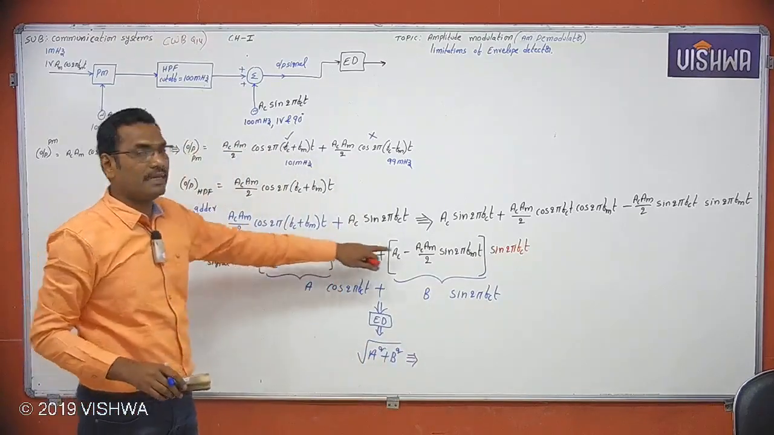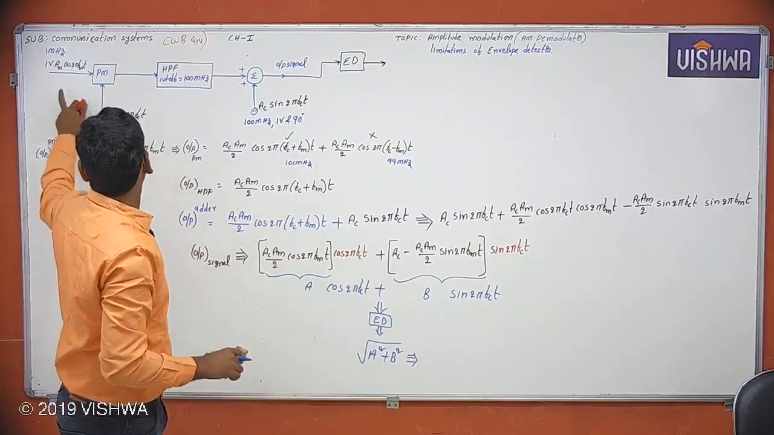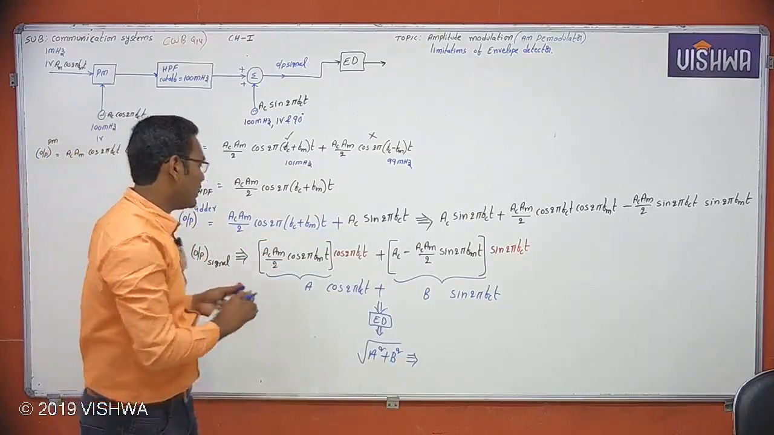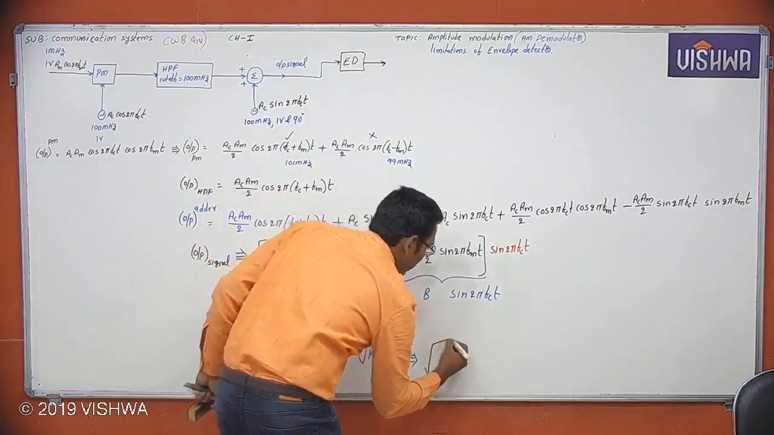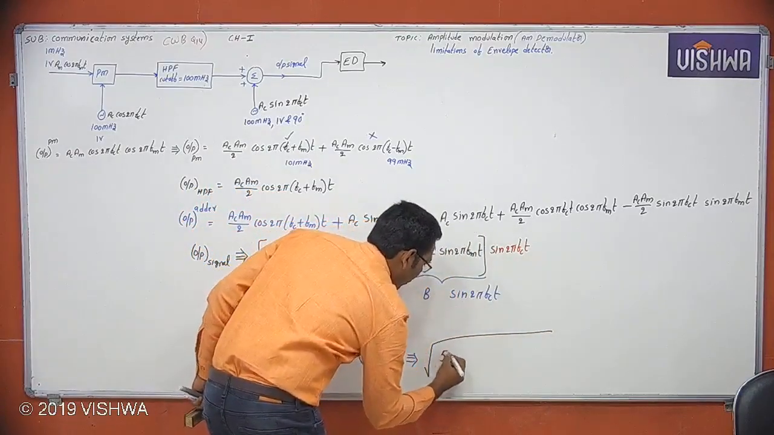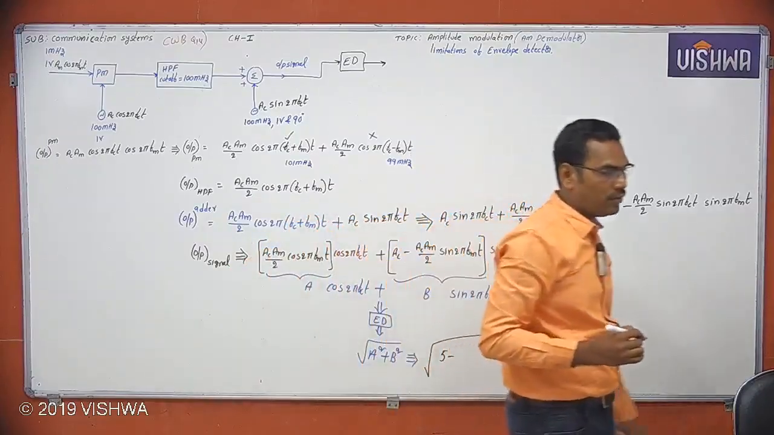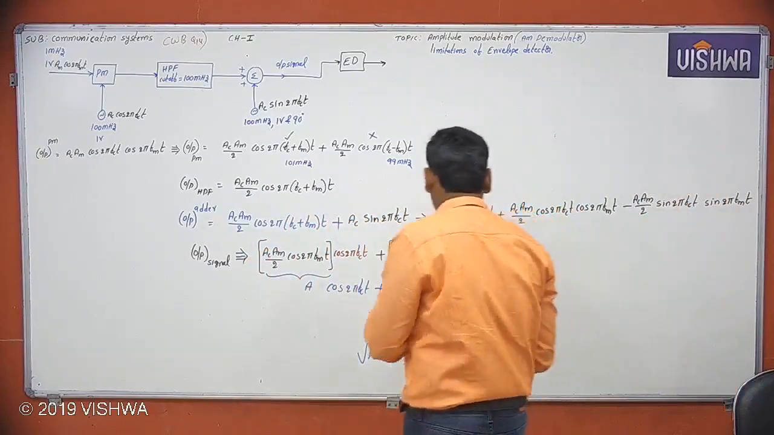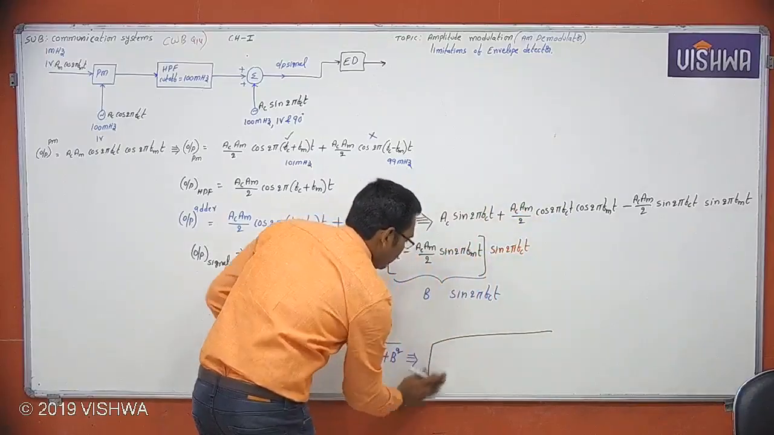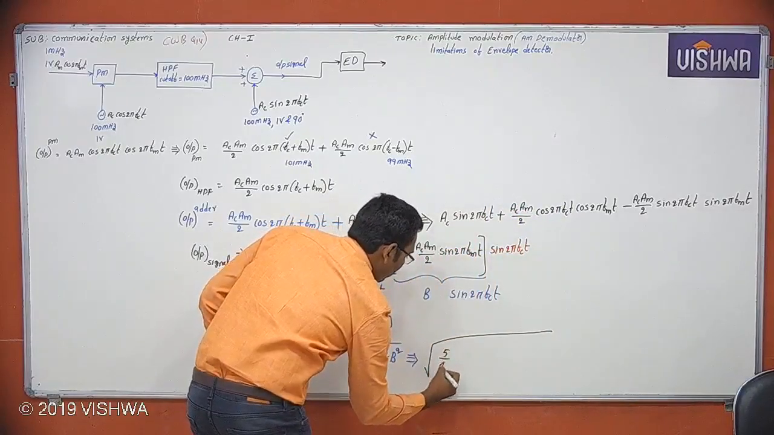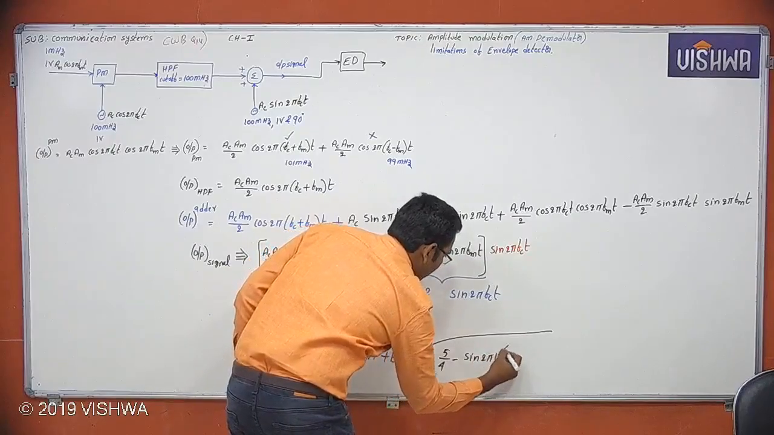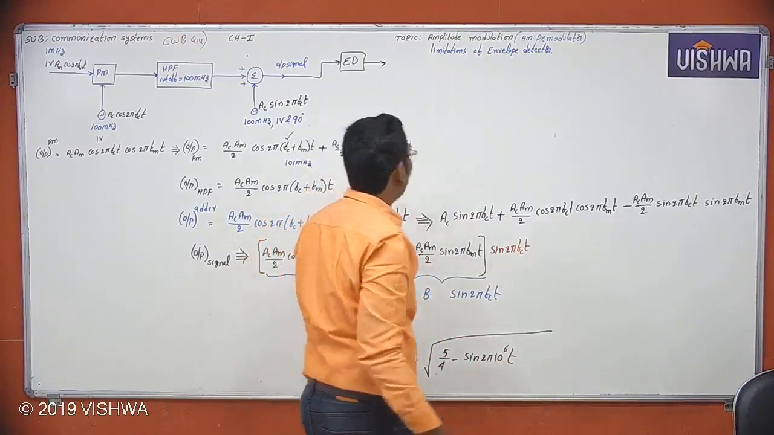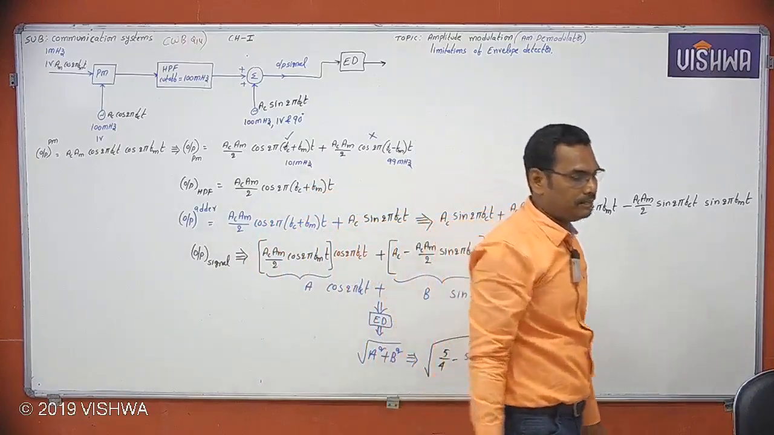Already Ac and Am values are given. Ac is 1 volt, Am is also 1 volt. You can utilize that. So if you take this one, the output of the envelope detector is square root of (5 by 4 minus sin 2 pi into 10 power 6 into t). This is the output of the envelope detector.